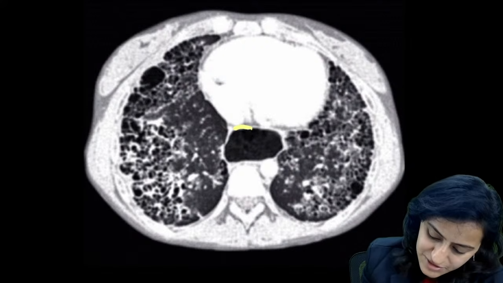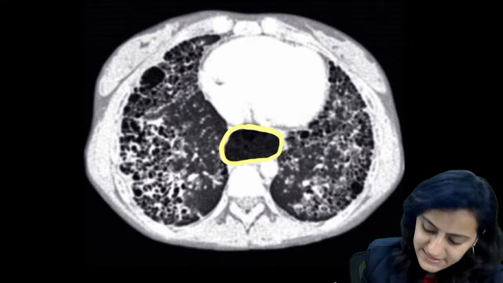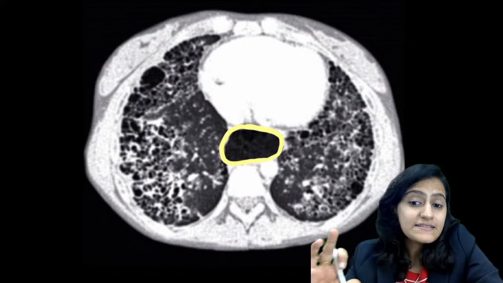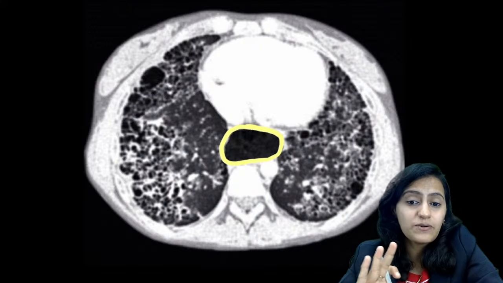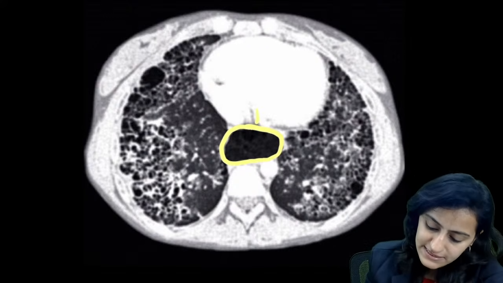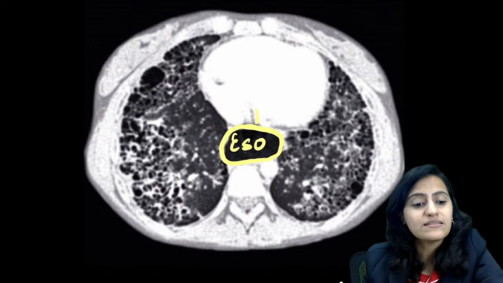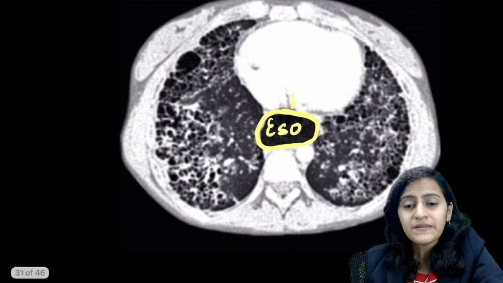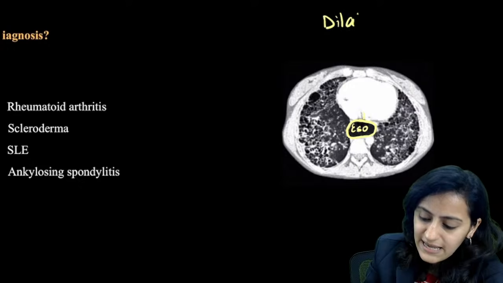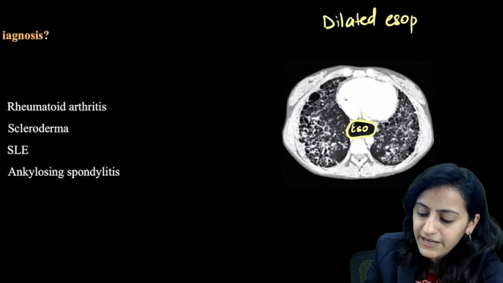What is this structure that we are seeing here? This dilated structure here. What is this one? This is not the trachea. Okay, this is not the trachea. Behind the heart, posterior mediastinum, what we are seeing here, this is the esophagus. Right, so the major clue here in the CT image, this is the dilated esophagus.